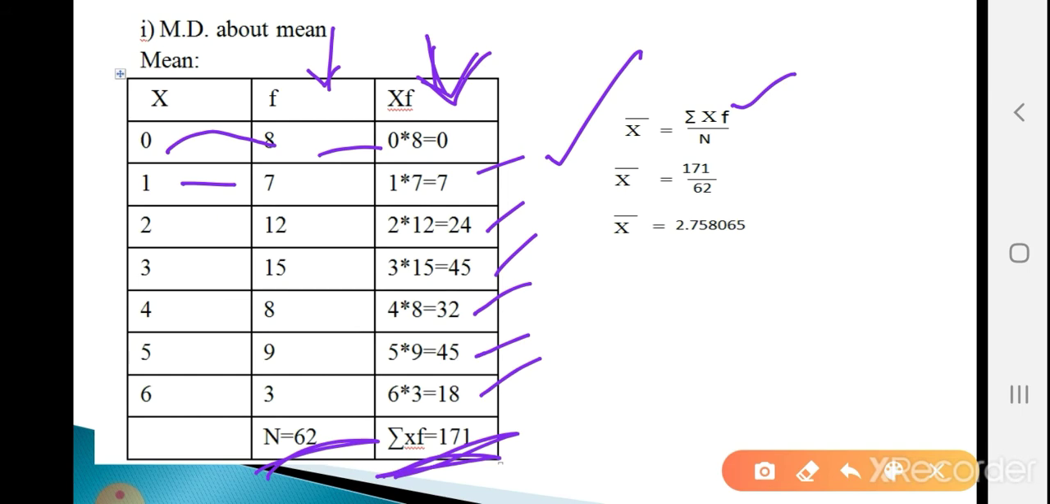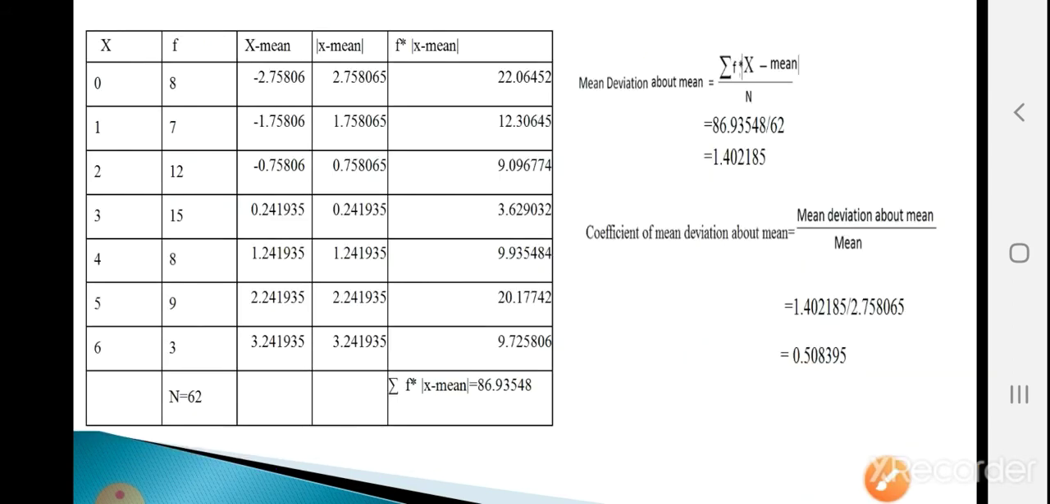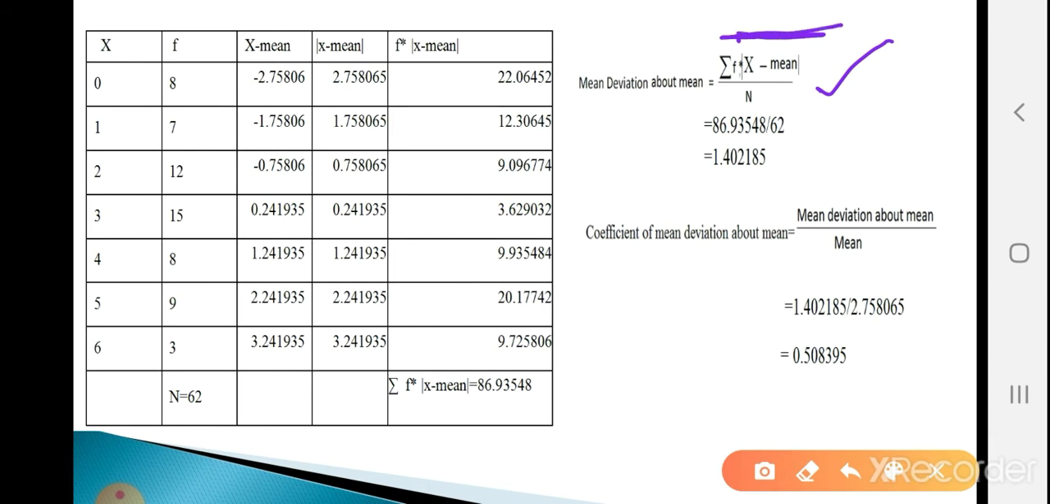Now just plug the values in the formula. So x bar, that is mean, is equal to 171 divided by 62. So the value of mean is 2.758065. Now calculate the mean deviation about mean. The formula is summation f into mod of x minus mean divided by capital N. Here we need the total of column f into mod of x minus mean.